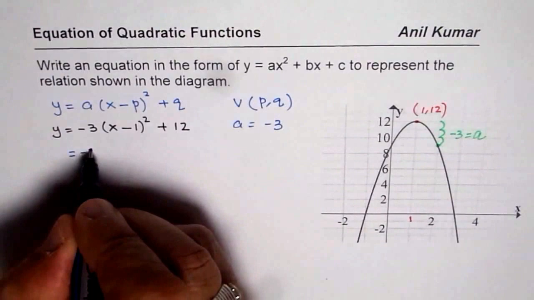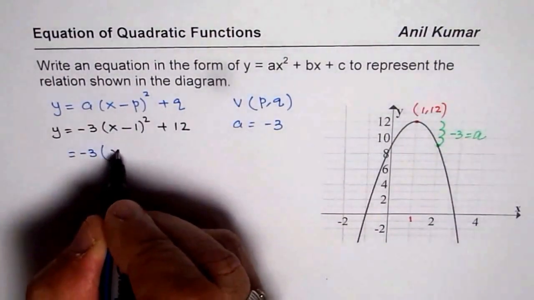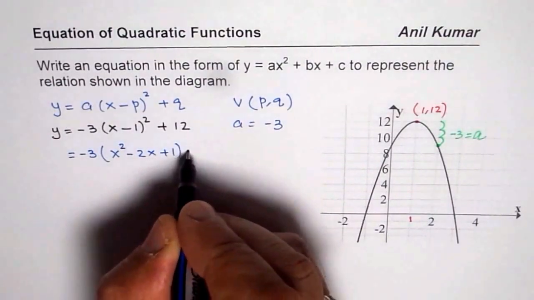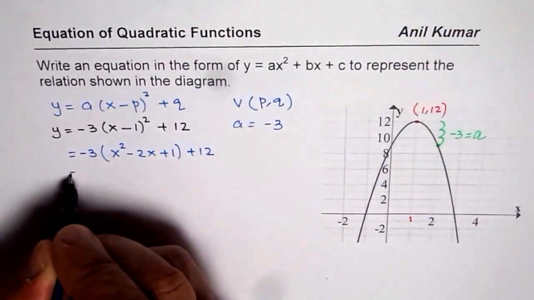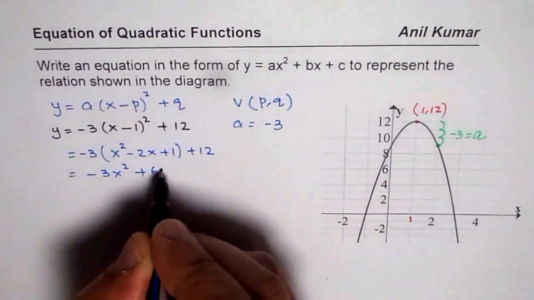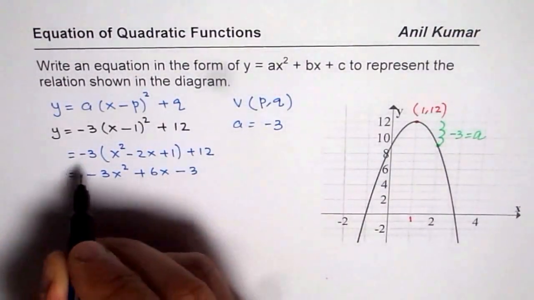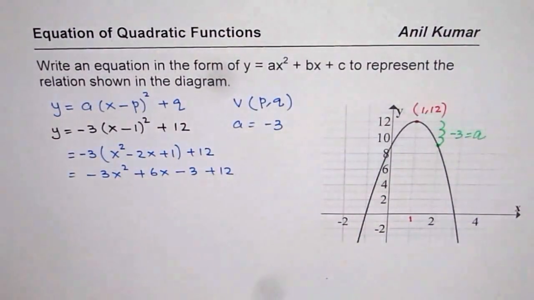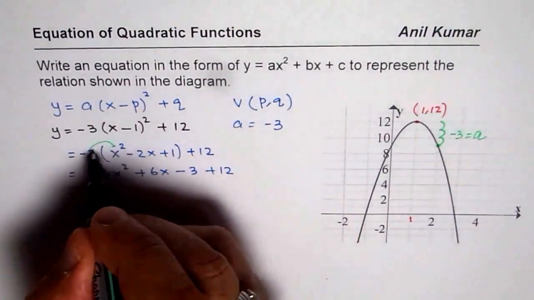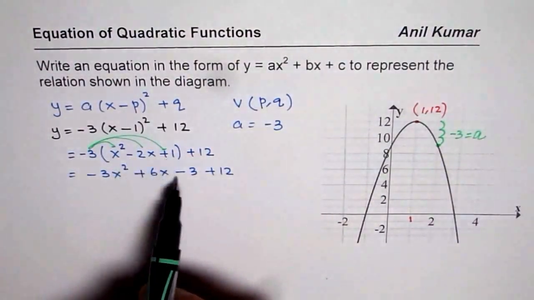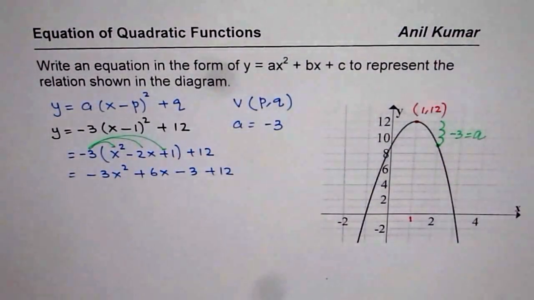So we have minus 3, and the square of this is x squared minus 2x plus 1, plus 12. So let's expand this: minus 3x squared plus 6x minus 3, plus 12. That is the distributive property. At this stage, what we did was multiply each term in the bracket by minus 3. The signs will change, so take care of that part.